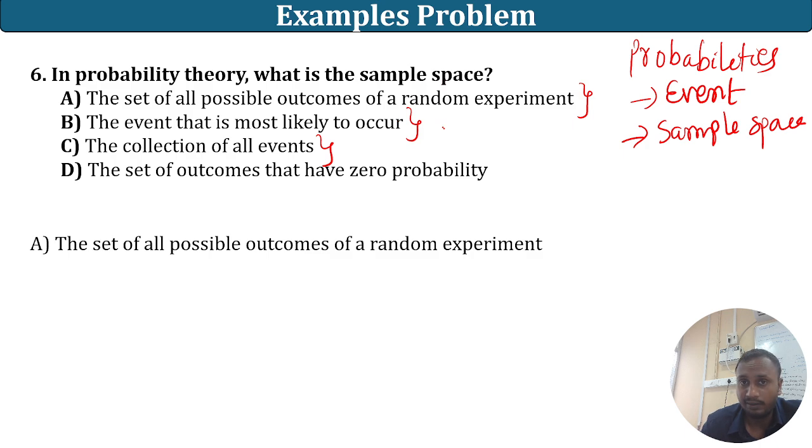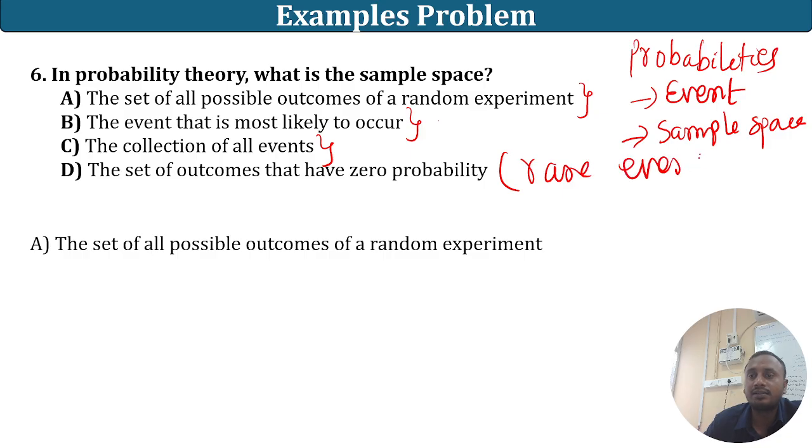Then after, the set of outcomes where the event is most likely to occur, that can be the sample space. Why? Because it becomes an event. Or maybe we are saying how frequent an event is going to happen. The collection of all events, we also can't say. Understood? The set of outcomes that have zero probability becomes a rare event.